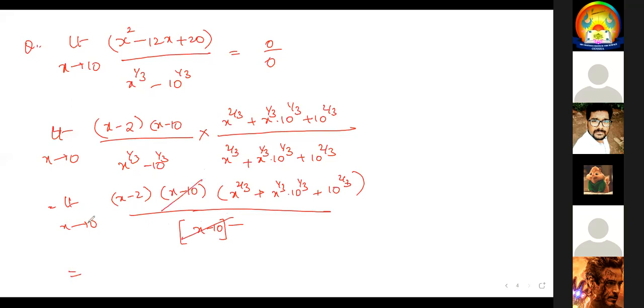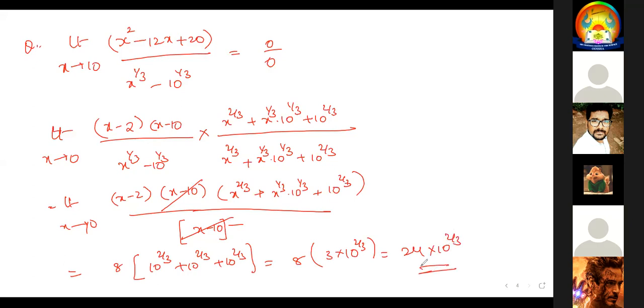Now we have to put x is equal to 10 in that. 10 minus 2, 8 into 10 power 2 by 3 plus 10 power 2 by 3 plus 10 power 2 by 3. That is 8 into 3 into 10 power 2 by 3, which is 24 into 10 power 2 by 3.